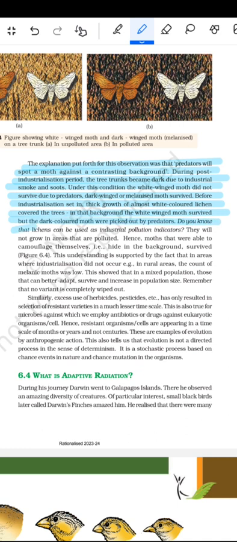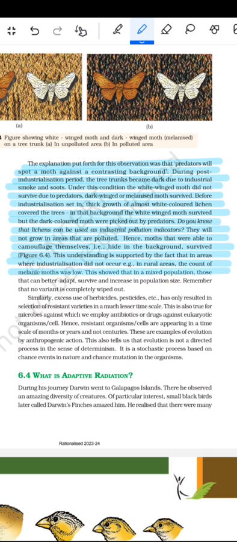Do you know that lichens can be used as industrial pollution indicators? They will not grow in areas that are polluted. Hence, moths that were able to camouflage themselves, that means hide in the background, survived. This understanding is supported by the fact that in the areas where industrialization did not occur, that means in the rural areas, the count of the melanic moth was low.